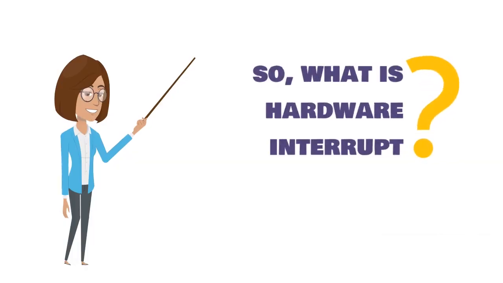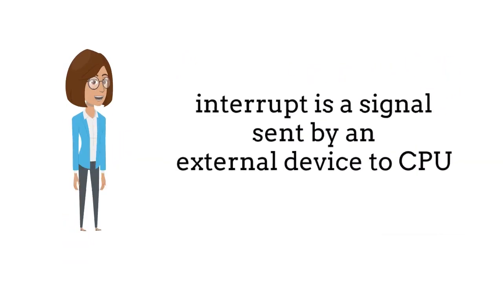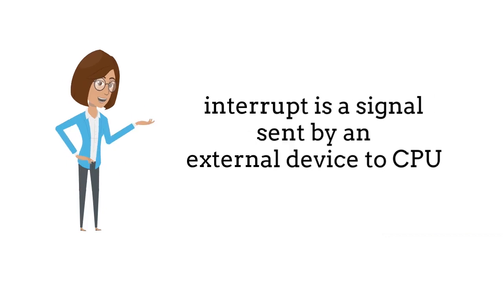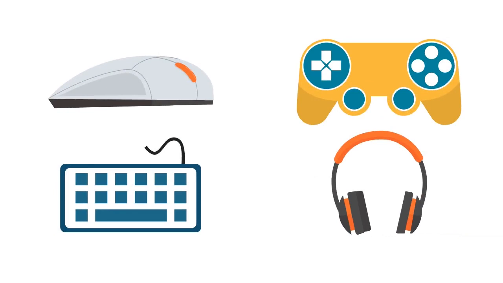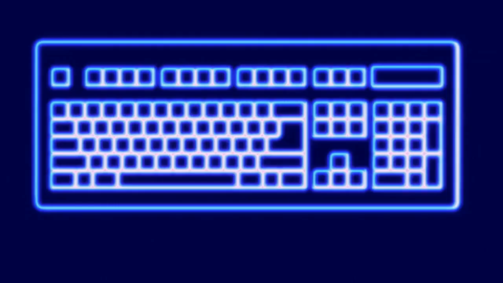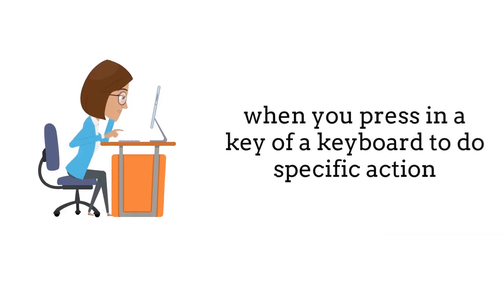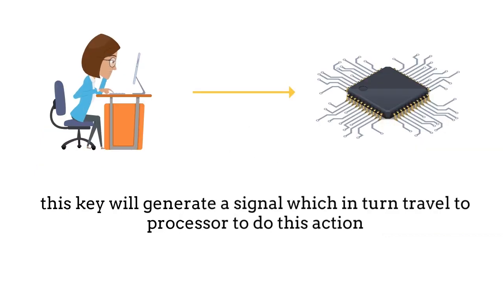Let's start with hardware interrupts. As we mentioned before, an interrupt is a signal sent by an external device to the CPU. If this external device is a hardware device, we call this interruption a hardware interrupt. Moreover, the hardware device could be, for example, a keyboard. When you press a key on a keyboard to do a specific action, this key will generate a signal which in turn travels to the processor to do this action.